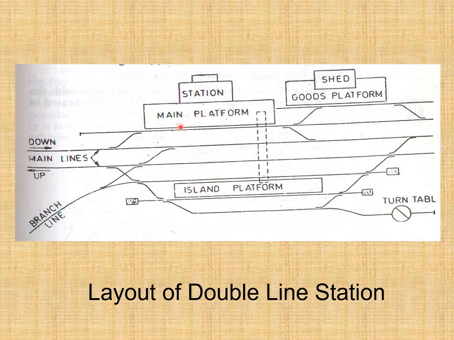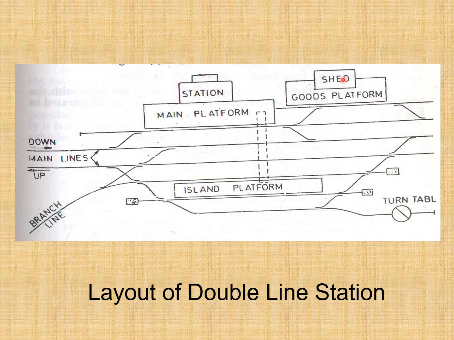And look at this arrangement. There are several possibilities, but here one layout is given. You can see that there are two main lines, this one and this one. Here the main platform is this, the station building can be seen, and this part is for the goods train, so the goods platform and the shed are there.